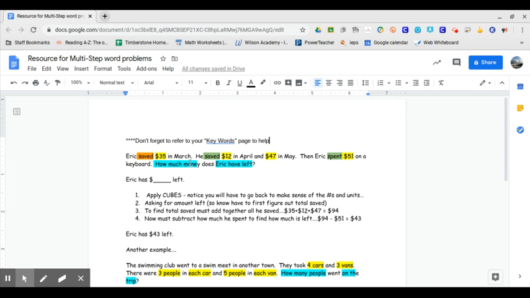So notice after I do my cubes, it's easier for me to highlight basically instead of circle. So I circled my $35. I circled my $12 because notice I have my numbers and my units as the dollar sign. $47. Over here I have $51. Those are all important things. Notice I said you have to go back and make sense of the numbers and units. And if you see, I put in these colors and I'm not sure why.